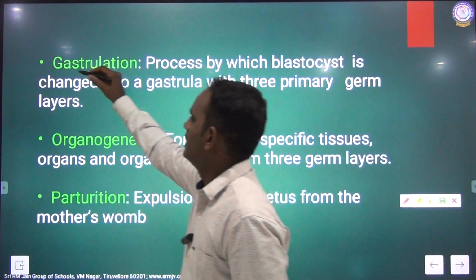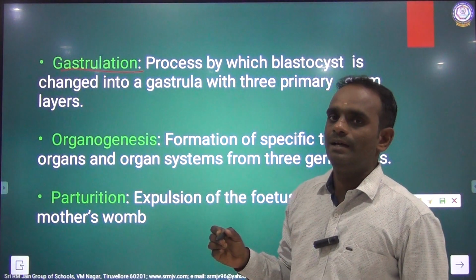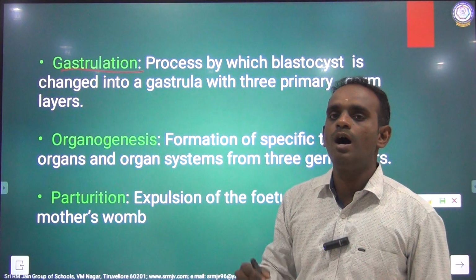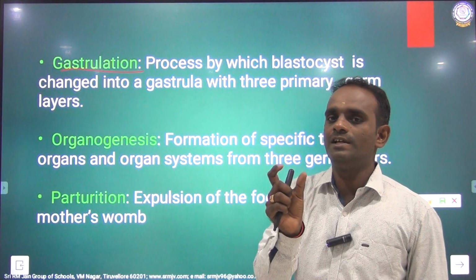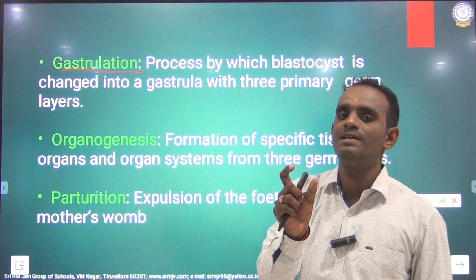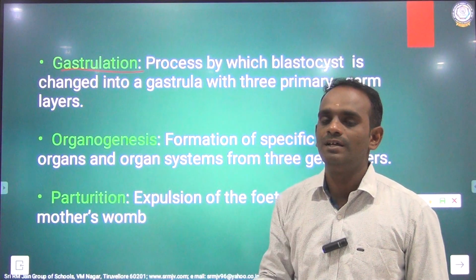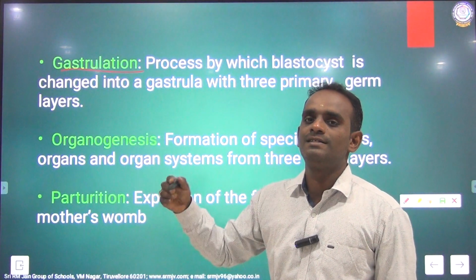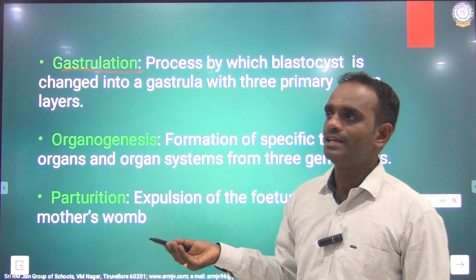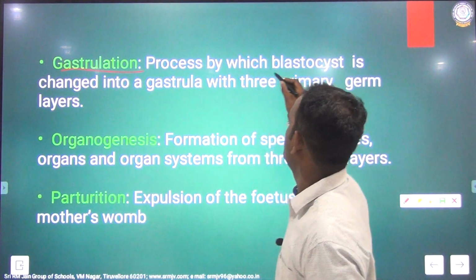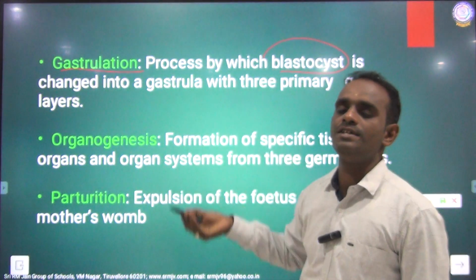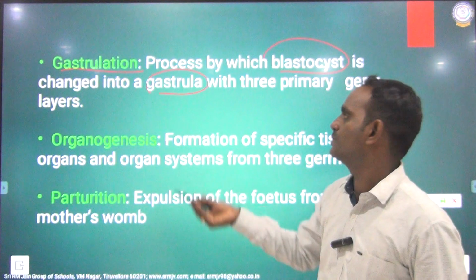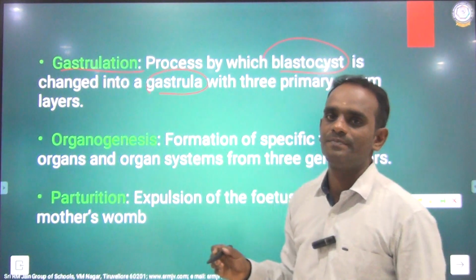The next one is gastrulation. Before that I said zygote formation. How is the zygote formed? Once the fertilization is over, fusion of gametes takes place and the zygote is formed. That zygote undergoes mitotic cell division to form a multicellular structure called the blastocyst. The process by which the blastocyst is changed into gastrula, that change of blastocyst to gastrula, is called gastrulation.